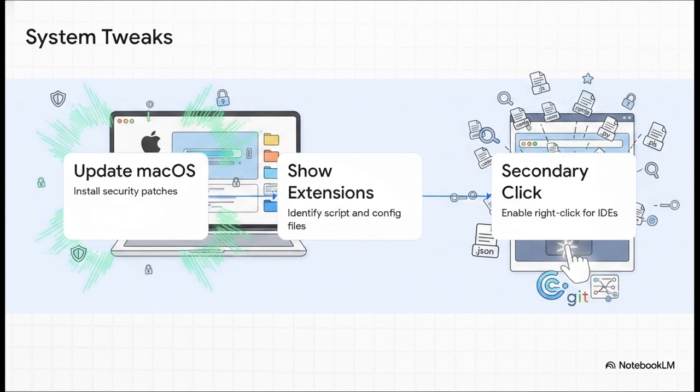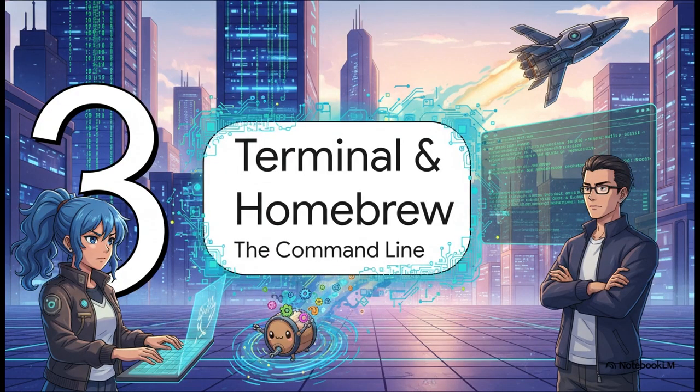And for step 3, just head over to trackpad or mouse settings and turn on right-click or secondary click. You're going to use this constantly for IDE features and Git operations. Which brings us to section 3, mastering terminal and Homebrew.